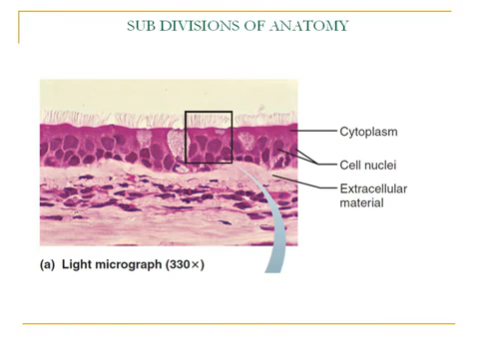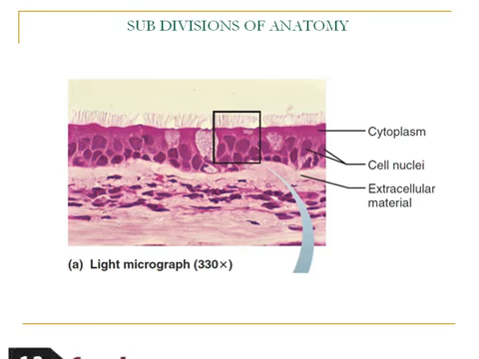Here is the cell under the light microscope. When the cell is observed under the light microscope after the proper staining, it looks like this. We can see the cytoplasm present over here, the nuclei of the cells, and the extracellular materials present around the cell. So this is how a cell looks under the microscope.